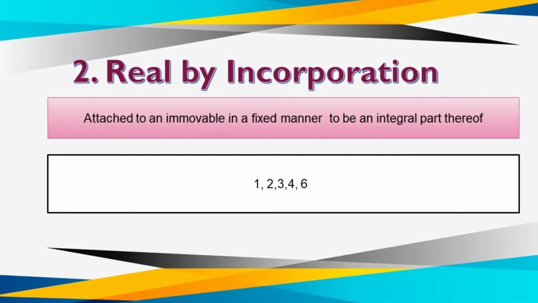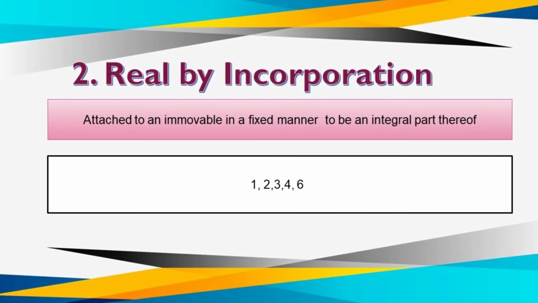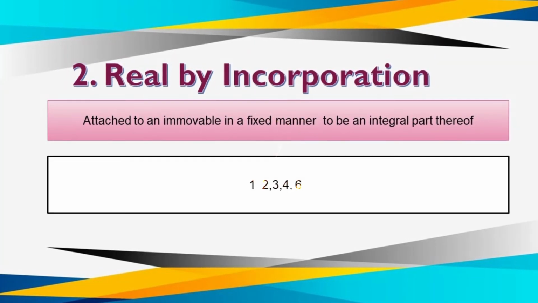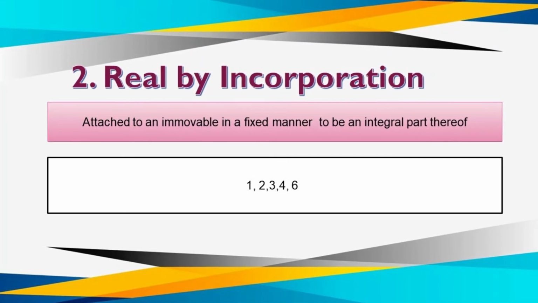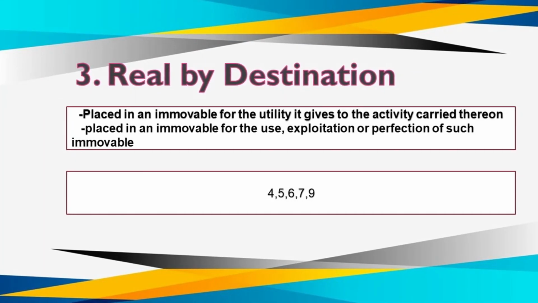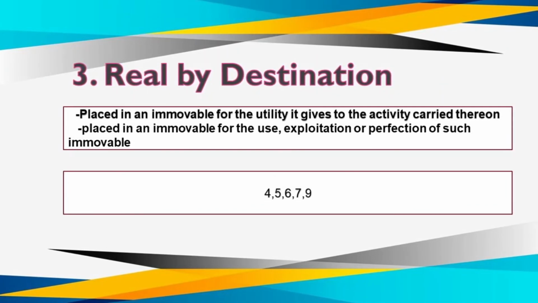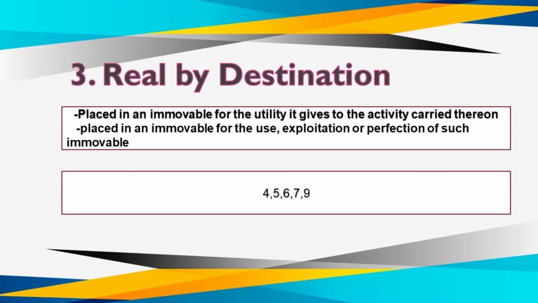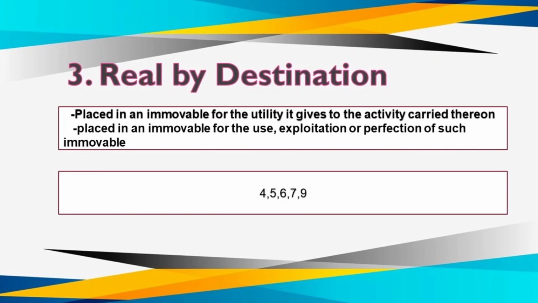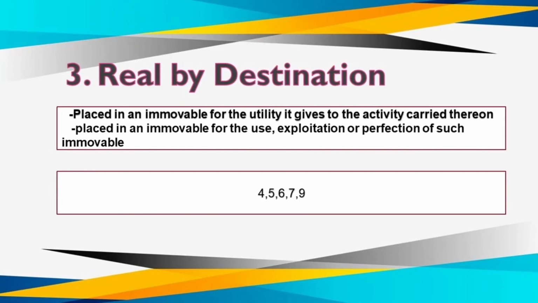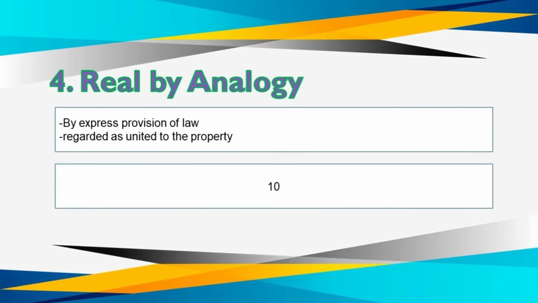Second, real property by incorporation: those which are attached to an immovable in a fixed manner to be an integral part thereof. 1, 2, 3, 4, and 6. Third, real by destination, which are placed in an immovable for the utility it gives to the activity carried thereon, or they are placed in an immovable for the use, exploitation, or perfection of such immovable, such as those in paragraph 4, 5, 6, 7, and 9.